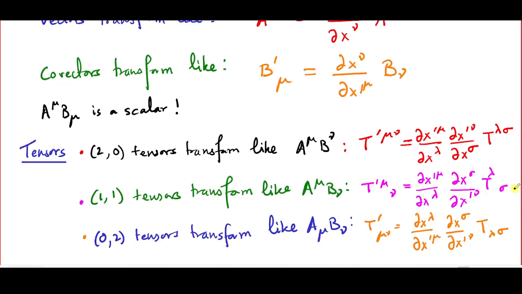And finally, a (0,2) tensor transforms like the outer product of two covectors. T prime lower mu nu is del x lambda by del x prime mu, times del x sigma by del x prime nu, T lambda sigma. In all these cases, the new tensor components are linear combinations of the old tensor components, the coefficients being products of the appropriate number of vector or covector transformation coefficients.